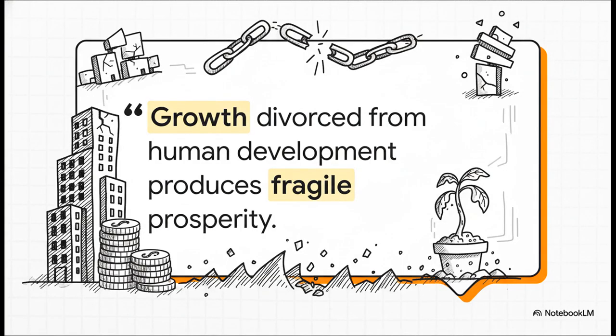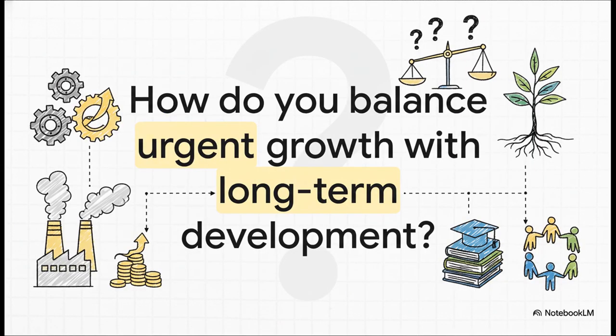And that, right there, is the ultimate takeaway from this analysis. The argument is that when you chase economic growth as if it's the only thing that matters, without making an equal investment in your own people, well, the prosperity you build is fragile. It looks good on the surface, but it's just not built to last. And so that leaves us all with a pretty fundamental question. And it's not just for India, it's for any developing nation out there. How do you find the right balance? How do you meet that urgent, undeniable demand for jobs and growth today without sacrificing the long-term potential and well-being of your people for tomorrow?